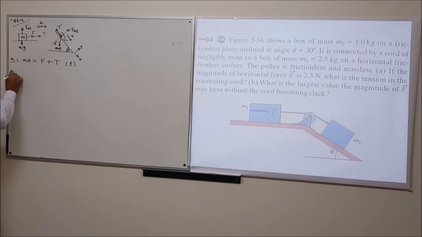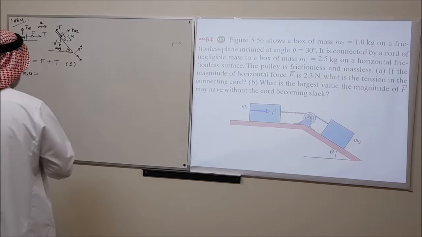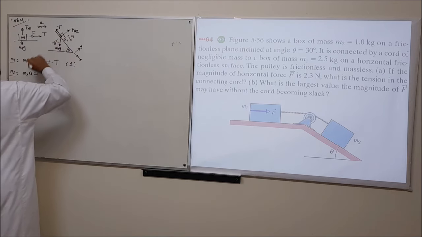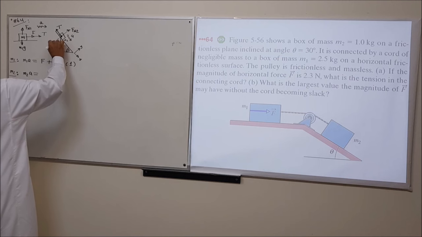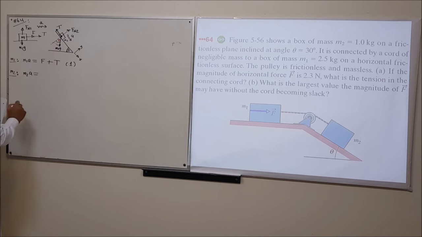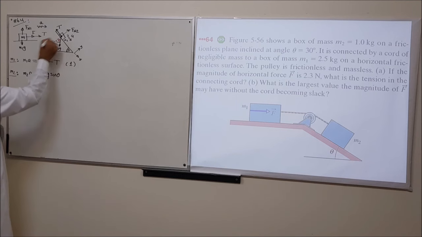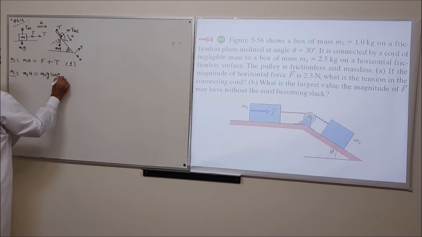For M2, I will consider the forces along the x direction. So I have M2A, take that to be the positive direction. And then I will analyze the gravitational force into a component in the y direction and a horizontal component, and this is the angle theta. This component is opposite to the angle theta, so it will go with sine. And therefore, what do I have in the x direction? I have the x component of gravity, which is M2g sine of theta, the opposite to the angle. And then I have the tension in the opposite direction, minus the tension.